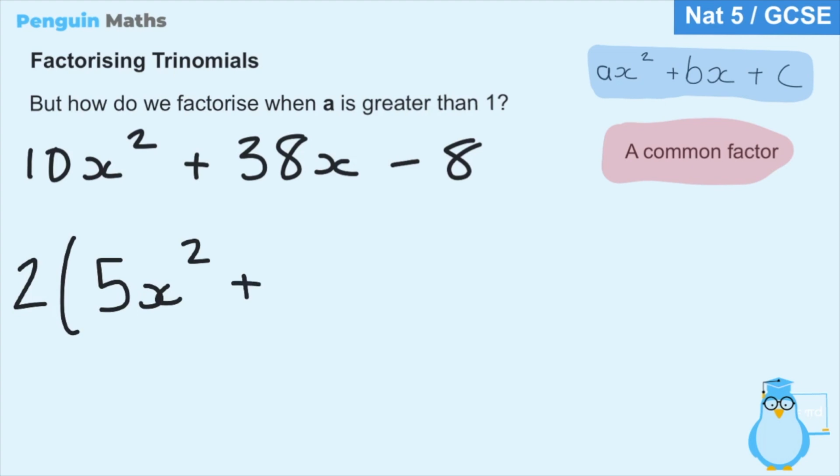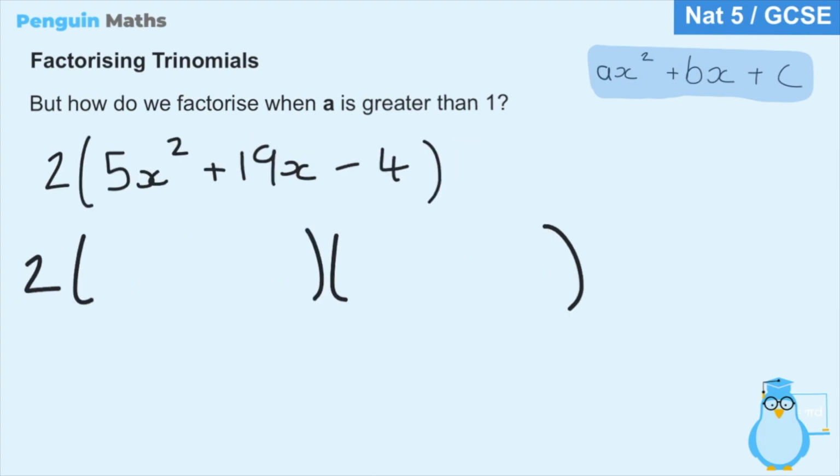38 divided by 2 is 19, so that will give us 19x, and minus 8 divided by 2 will give us minus 4. So that means we have outside the brackets 2, inside the brackets is 5x squared plus 19x minus 4. And now what we're left with is a trinomial which doesn't have any common factors between the terms, so between 5, 19 and minus 4.